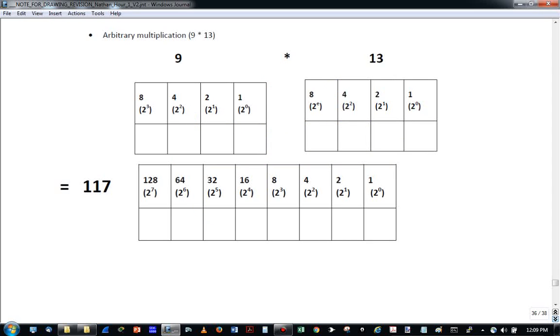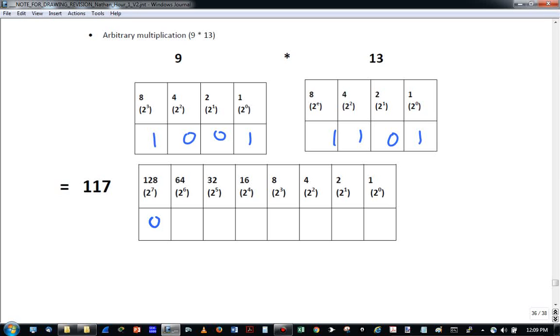We typically want to do more than just multiply by 2, so we want arbitrary multiplication, like for example 9 times 13. So 9 looks like this, 13 looks like this. And if we work that out, 9 times 13 is 117. Again, I'm just doing the decimal version here.